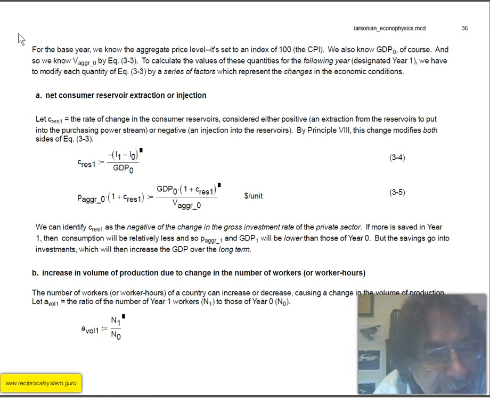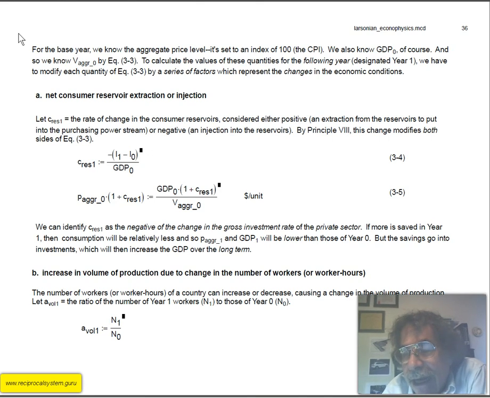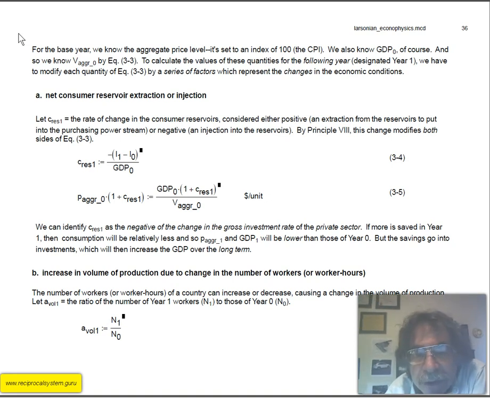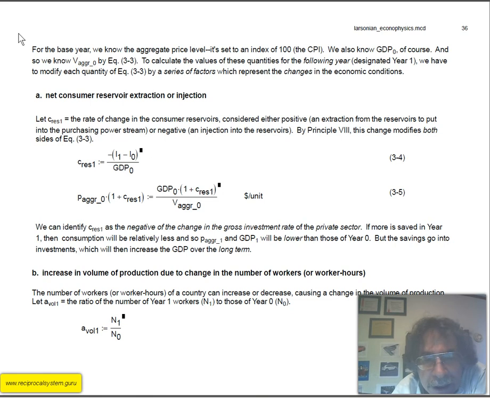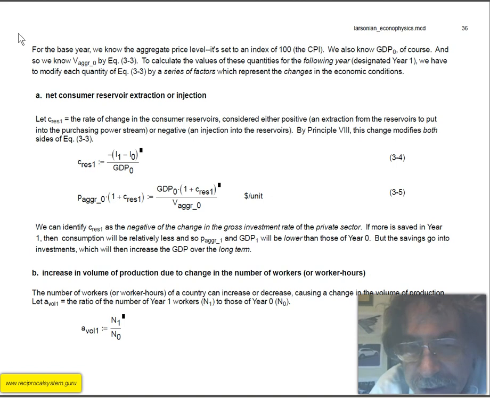So now let's let C sub res 1 equal the rate of change in the consumer reservoirs considered either positive, an extraction from the reservoirs to put into the purchasing power stream, or negative, an injection into the reservoirs. So by principle 8, this change modifies both sides of equation 3-3. So C sub res 1 equals minus the quantity I sub 1 minus I sub 0, and the I's here are the investment quantities, year 1 minus year 0, divided by GDP sub 0. Remember, everything is relative to the base year.